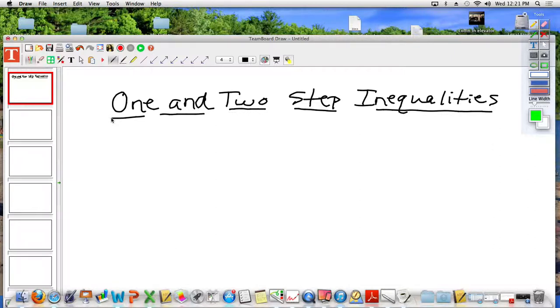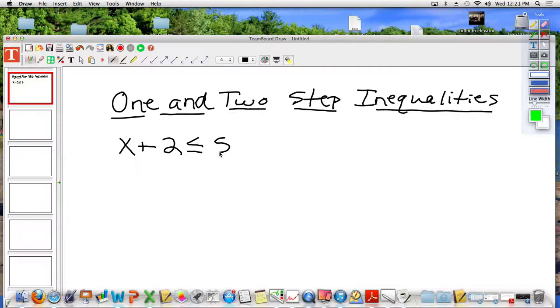We're gonna start off with the easy ones first, and then we'll get to the hard ones. We'll start off with 1 step inequalities first. And all that means is this. Let's say that you have x, a really easy example to begin with: x plus 2 is less than or equal to 5.